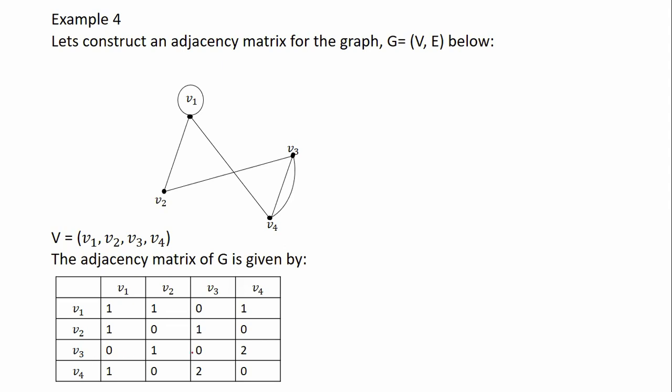Now, V3, V4 is 2. Therefore, V4, V3 must also be 2, because it is an undirected graph. Hence, the adjacency matrix must be symmetrical. Any question?